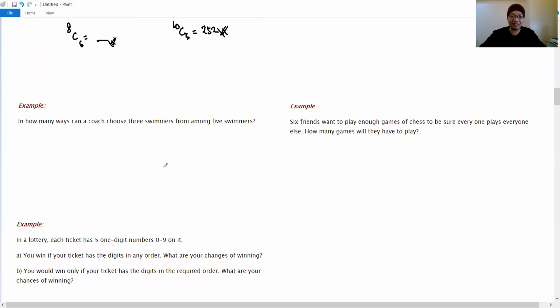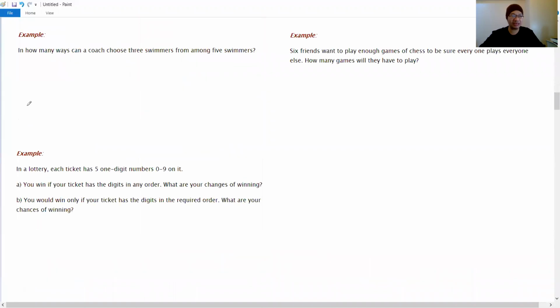Now look at the next example here. Number 1. How many ways can a coach choose 3 swimmers from among 5 swimmers? We have 5 swimmers and we want to choose 3. So there's no arrangement. This is about choosing, this is about combination. So 5 available swimmers, we want to choose 3. 5C3. How much is the answer? 10. The answer is 10. That's all. Now, next.